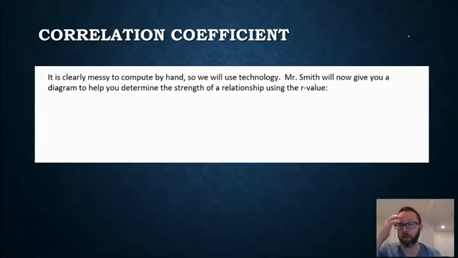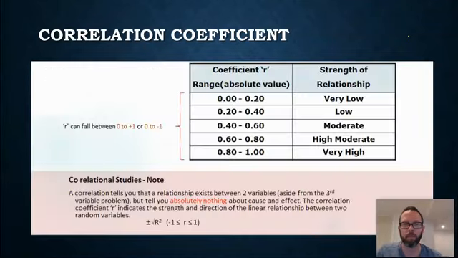All right, so clearly our value is messy to compute by hand. We'll use technology. I just showed you guys how to use technology, at the very least, how to use Google Sheets, and maybe another day or lesson, we'll try a different tool. So you know how to use technology, and here's how we can interpret the strength. What does the value of R mean?